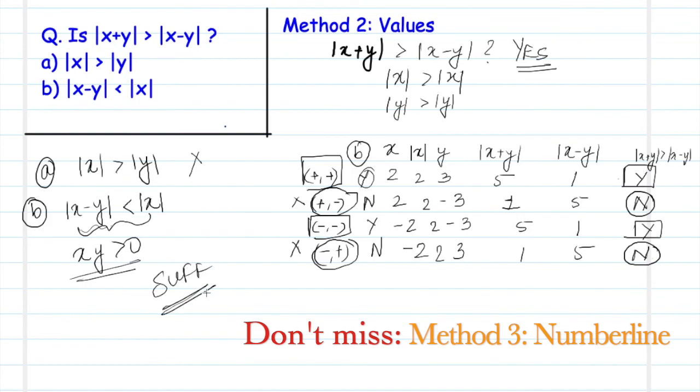This was the values method. We'll take another method, which will be more on the number line and distance method, to solve this question. And that is also a very interesting method. So please don't miss out if you don't already know how to use that method.